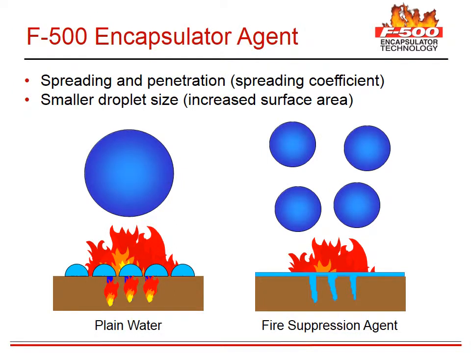The pictures show how large water molecules with high surface tension can't sink into the pores of a fuel source, leaving heat throughout the surface. A fire suppression agent like F500, on the other hand, has low surface tension and gets into the pores of the fuel.